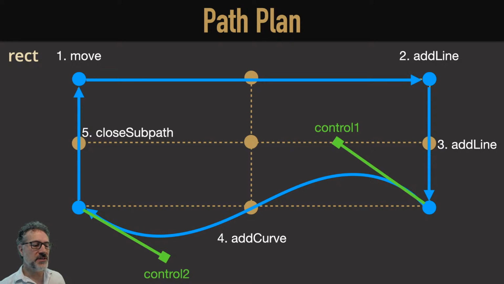And then last thing we're going to do is call path.closeSubpath. And what that does is that just draws a straight line for us from the last point we're at to the first point we created, which is number 1. It's just going to fill that in for us.